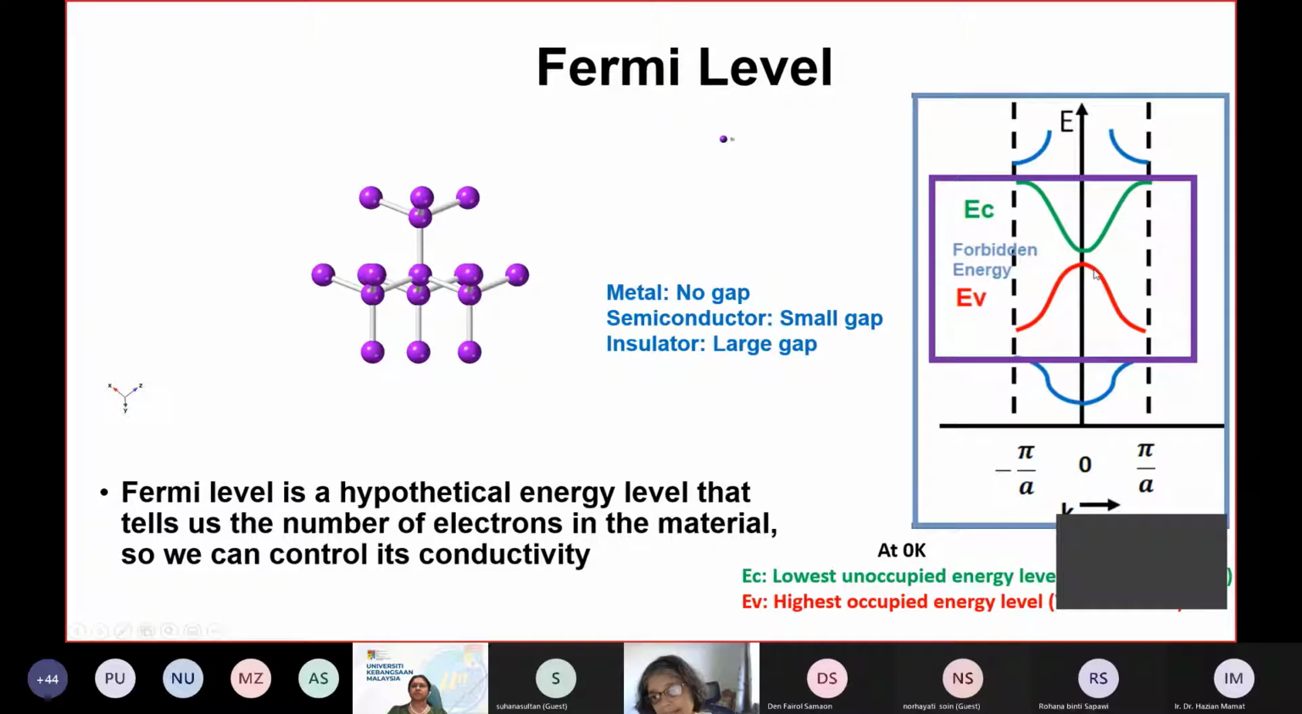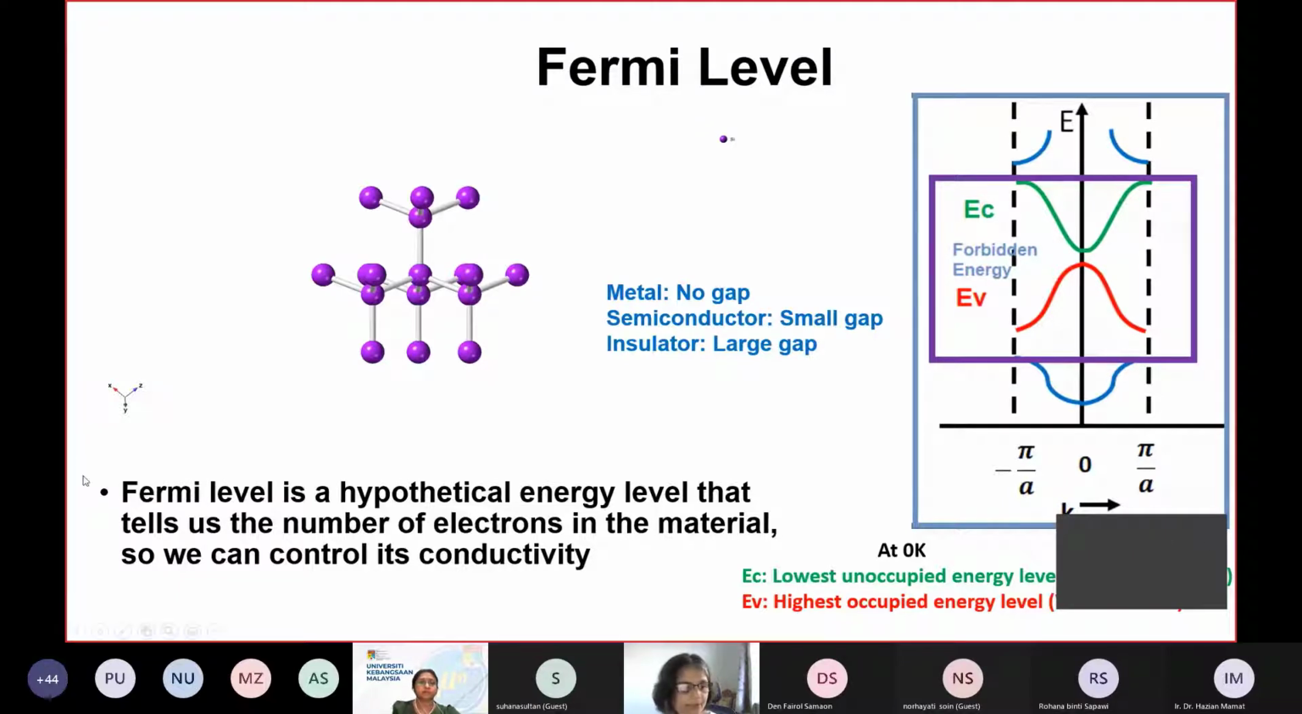Now, this occupied valence band at 0 degree Kelvin is separated from the empty lowest energy level called the conduction band, which is separated by a small band gap. And that is what makes the material a semiconductor. If there is no gap, it becomes a metal, and if it has a large gap, it is an insulator. That means it is not conducting.